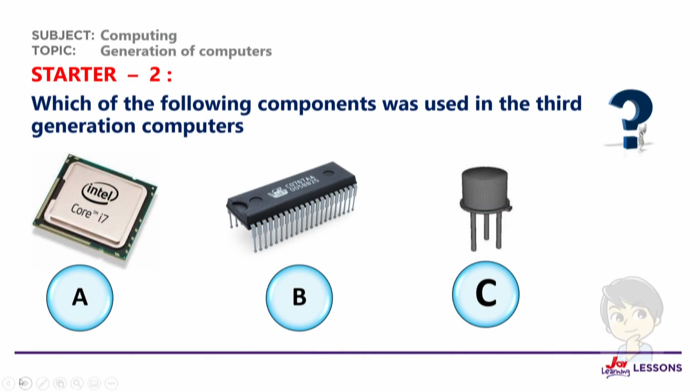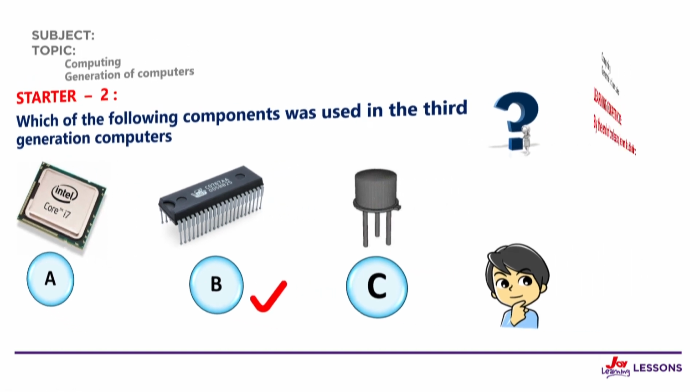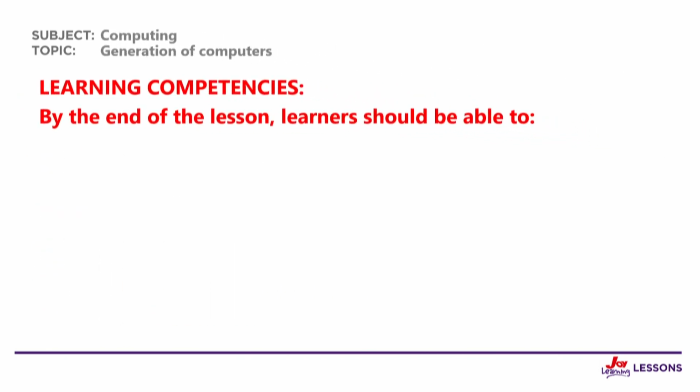Hope you are thinking about your answer. Let's look at the correct answer. B, that is integrated circuits, is the correct answer. Well done. Hope you're able to get all the answers correct. Now let's move on to our lesson for today.